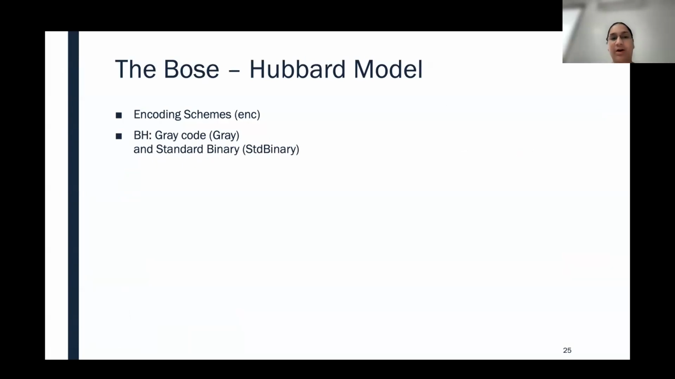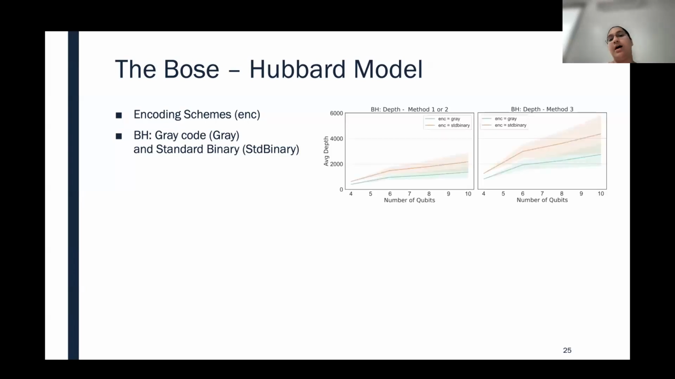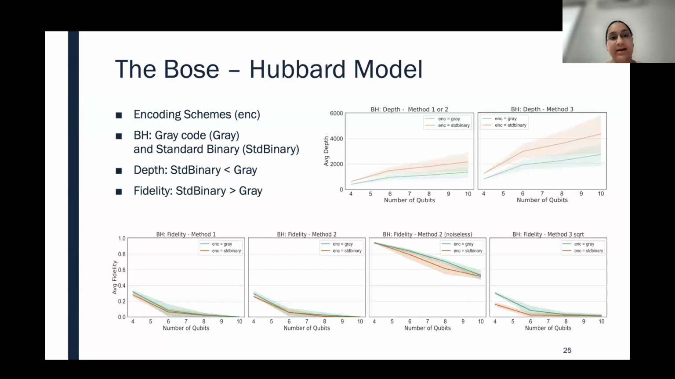The Bose-Hubbard model uses 2 different encoding schemes. Unlike the Fermi-Hubbard, we have gray code and the standard binary code. Here we notice that the standard binary has a lower circuit depth than the gray code, and the standard binary also performs better when it comes to fidelity than the gray code.